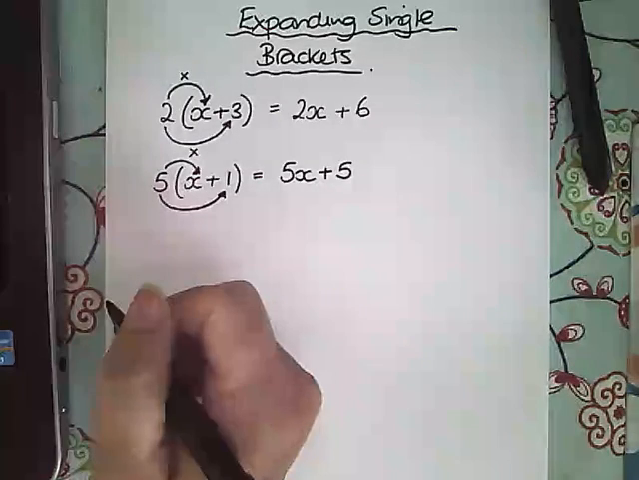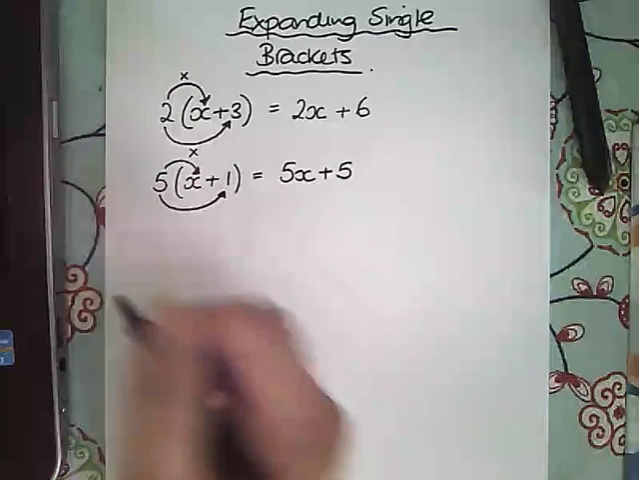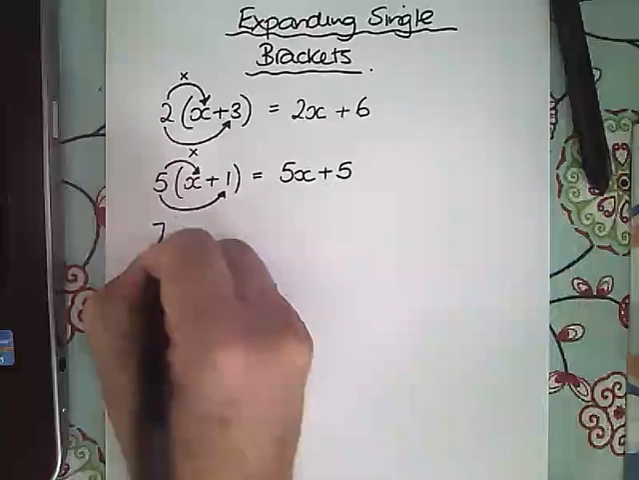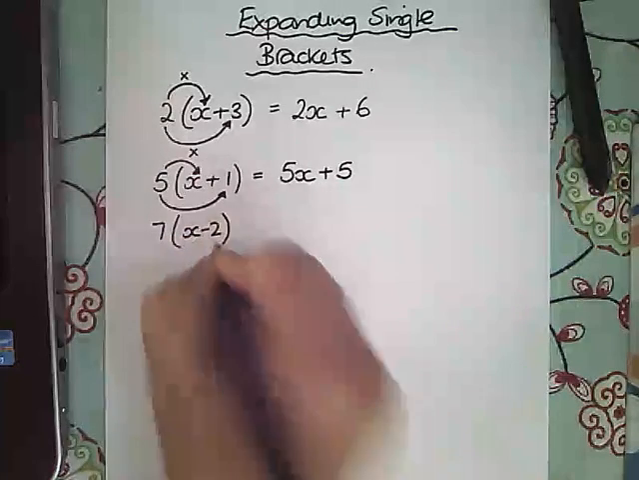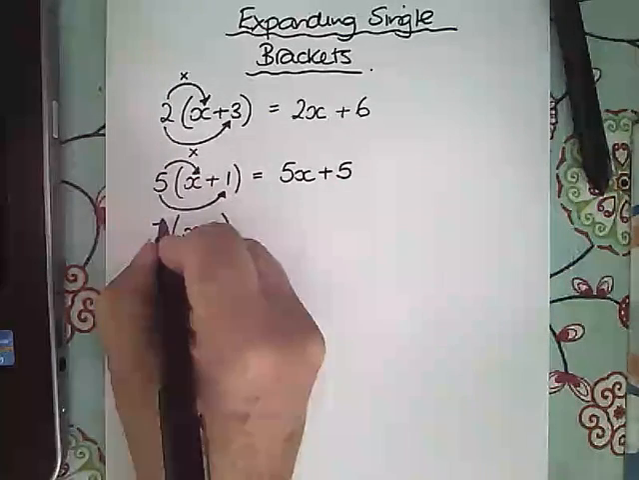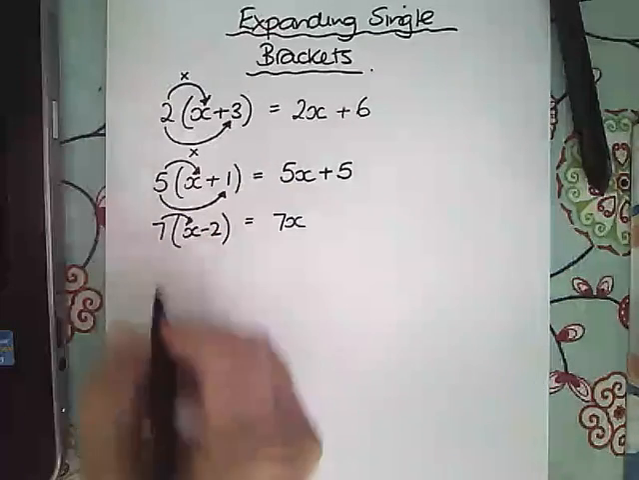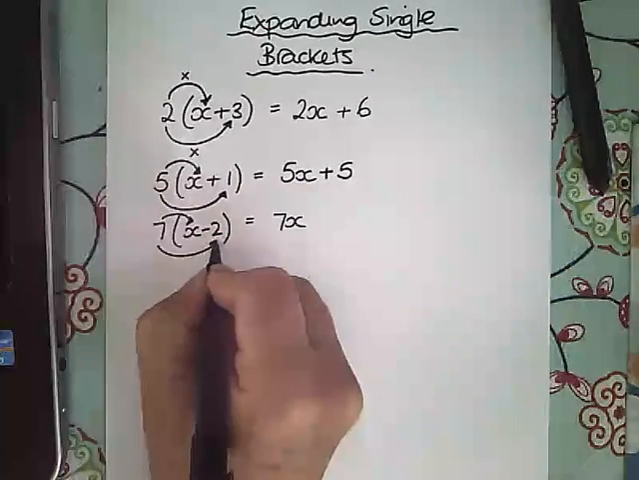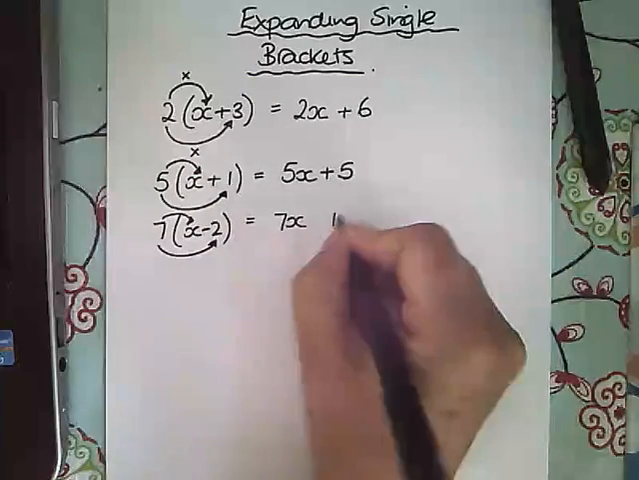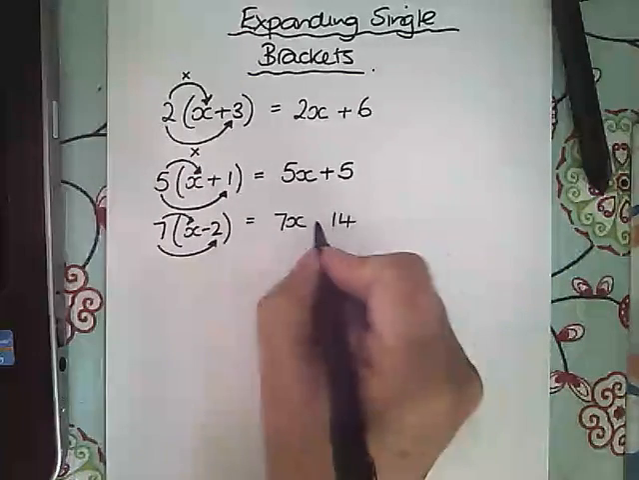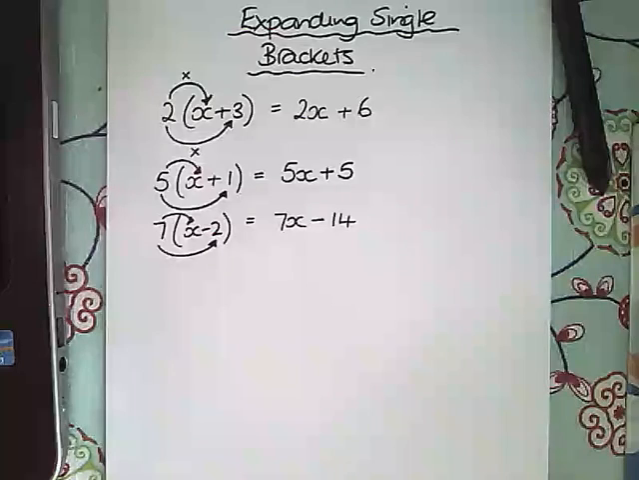If we do another example, I was supposed to do one there that was negative, wasn't I? So I'll do a negative one now. 7 brackets x minus 2. So 7 times x is 7x. 7 times 2 is 14. And this time I've got it right. There's a takeaway sign in the middle there.